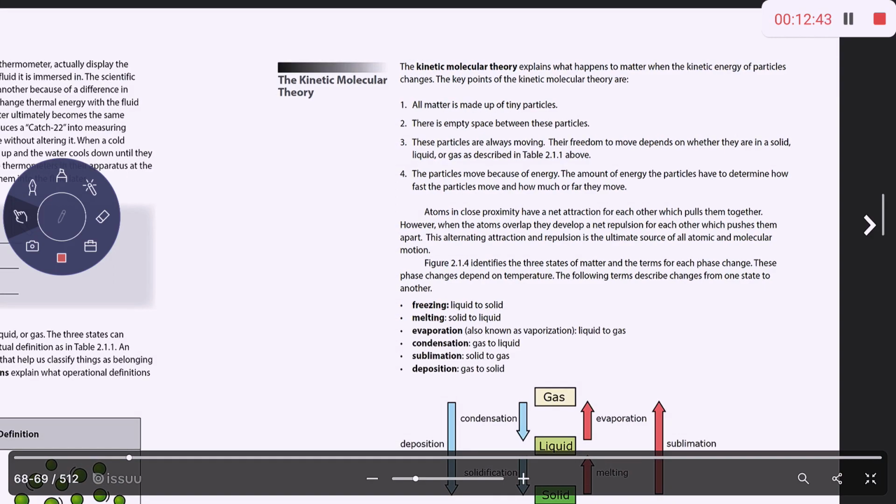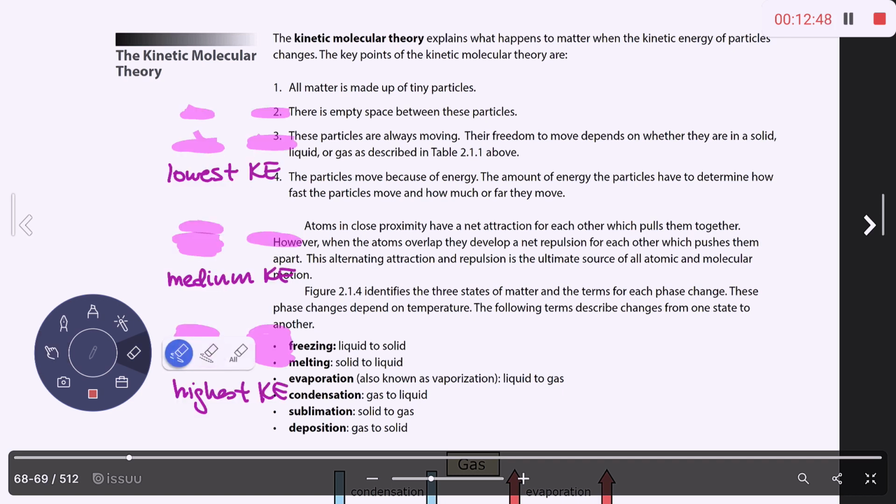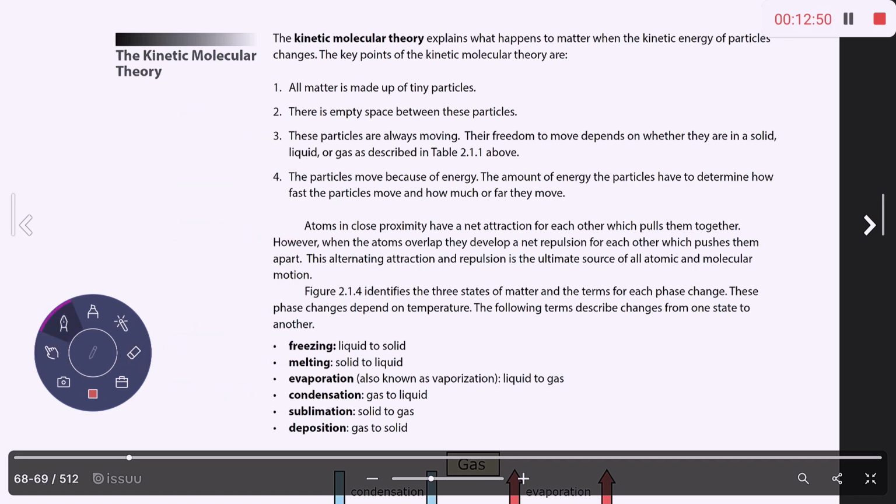Remember that when we are explaining what happens to the motion of particles during phase changes, we're using something called the kinetic molecular theory. Kinetic molecular theory is abbreviated KMT. You should know all the points. Matter is made of particles. There's empty space between particles. Particles are constantly moving. How much they move depends on their state of matter. Particles move because they have energy. The energy that they have determines how fast they move and how far from each other they move.